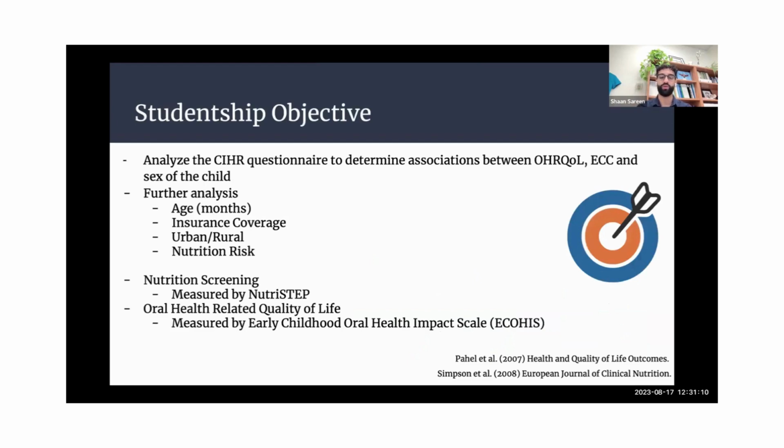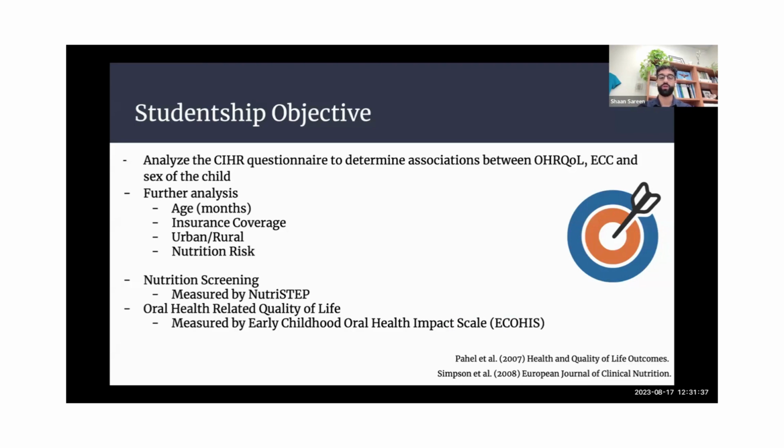So my objective for my research project was to analyze the CHR questionnaire to determine associations between oral health-related quality of life, ECC, and sex of the child. We then further analyzed 4 additional covariates, which were age in months, insurance coverage of the child for dental purposes, and whether the child was living in an urban or rural setting, as well as the child's nutrition risk.